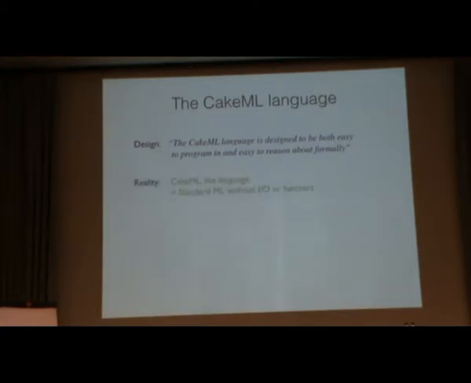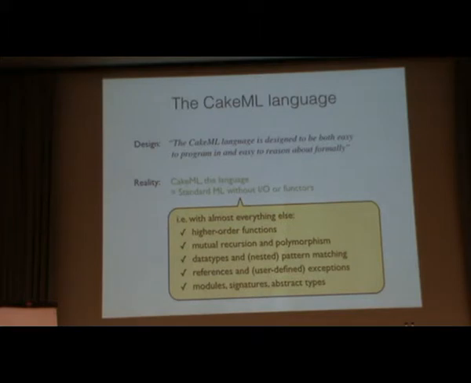In reality, CakeML is roughly standard ML without I/O for the moment and without functors. There's a lot of research on ML-like languages, and they tend to be very small. I believe this is a fairly large one for a verification effort. So we have almost everything else. We have higher order functions, mutual recursion, polymorphism, data types, nested pattern matching, references, exceptions, modules, signatures, abstract types. Oh, I should say just single level modules.